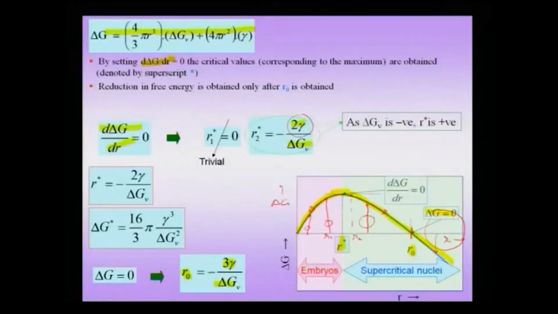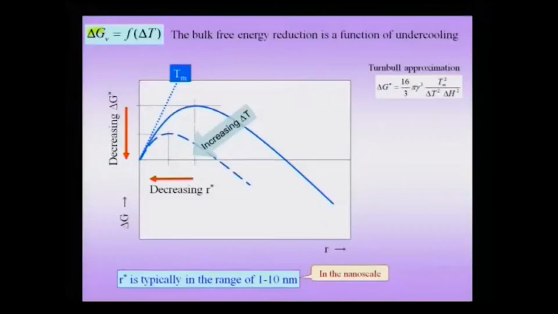Now, the R's which are smaller than R star are called embryos, in other words they are the unstable things which will just vanish, and those which are larger than R star are called supercritical nuclei, and R star is called the critical nucleus size. Therefore, I need to at least put in an R star before which my system would grow and give me my phase transformation.